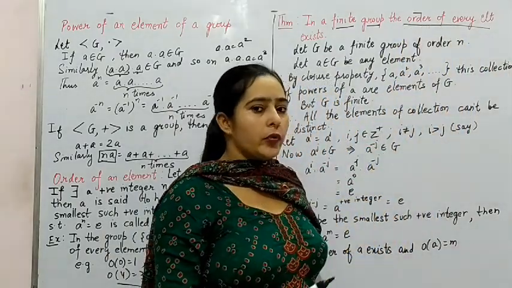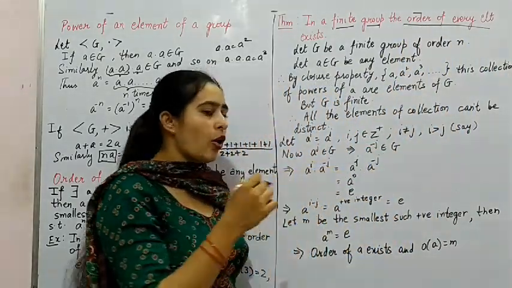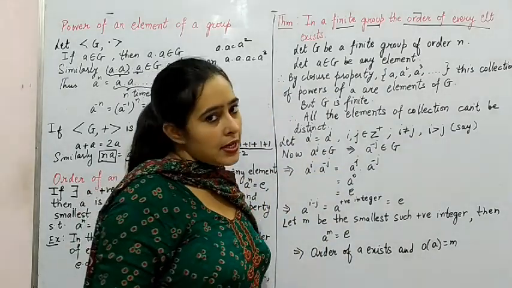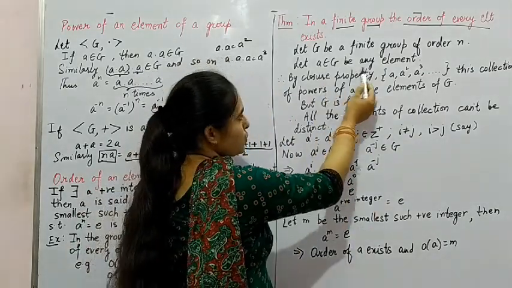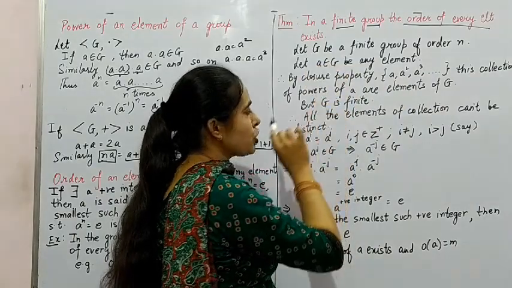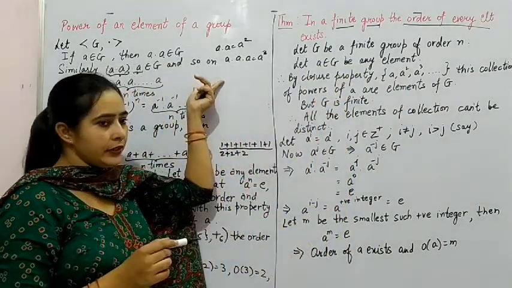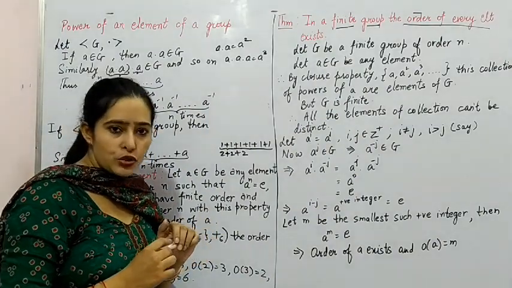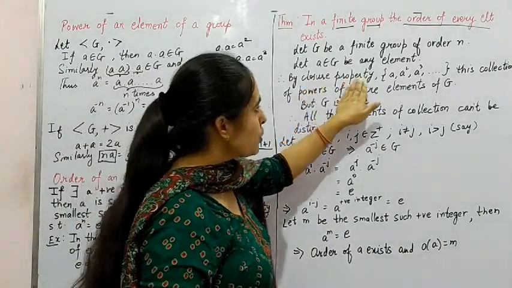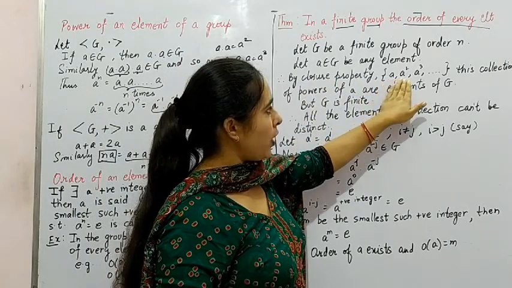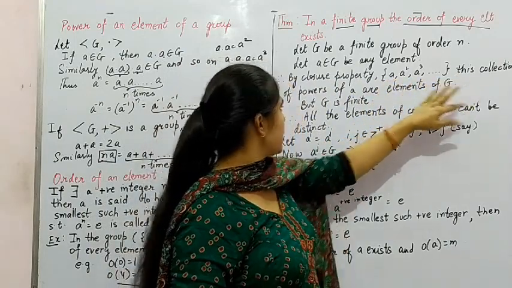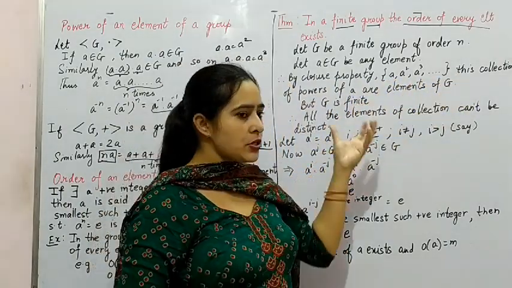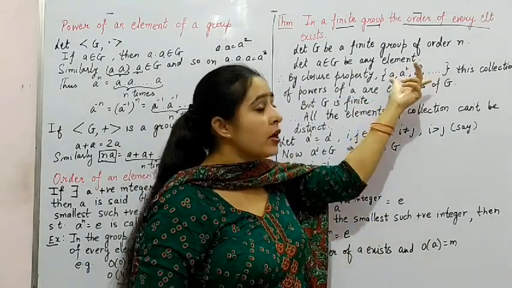We have to prove the order of every element exists. We have taken any arbitrary element. If its order exists, then the order of every element exists. Right? So let a belong to G be any element. By closure property, as we have studied here, if a belongs to G, then a square belongs to G, a cube belongs to G, and so on. So by closure property, a square, a cube, and so on, this collection of powers of a are elements of G. All these are elements of G.